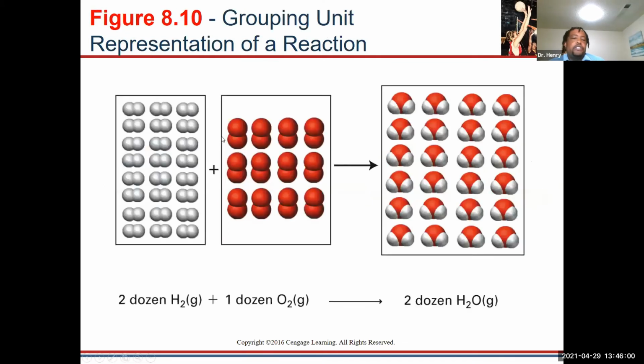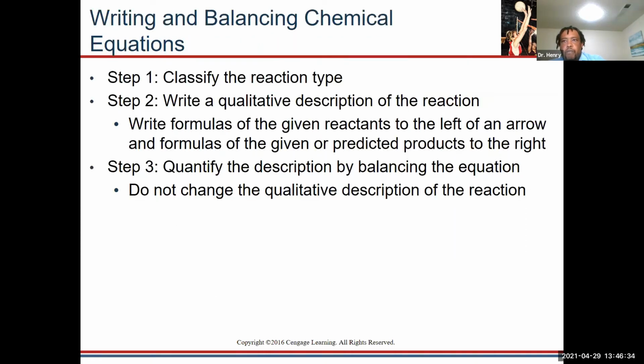Okay, so this is just basically showing you what we talked about. This is a dozen, right? So here we have 2 dozen of hydrogen molecules, 1 dozen of oxygen molecules, and that's going to make 2 dozen of water. So it keeps that ratio, that quantitative ratio with each other. That chemical equation is always going to represent that quantitative ratio.